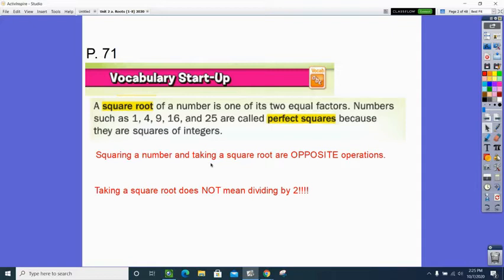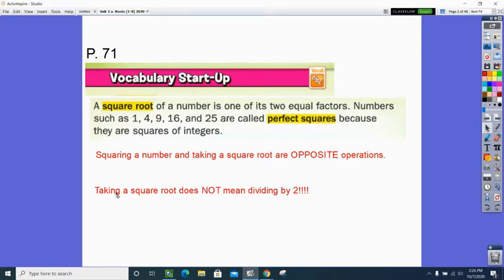Squaring a number and taking a square root are opposite operations. So if I took the number 4 and I raised it to the second power, remember we call that squaring, 4 squared would be 16. If I take the square root of 16, I get back to the 4. They undo each other, much like adding and subtracting undo each other, and multiplying and dividing.